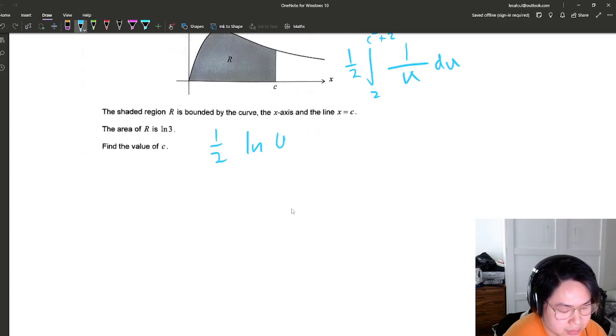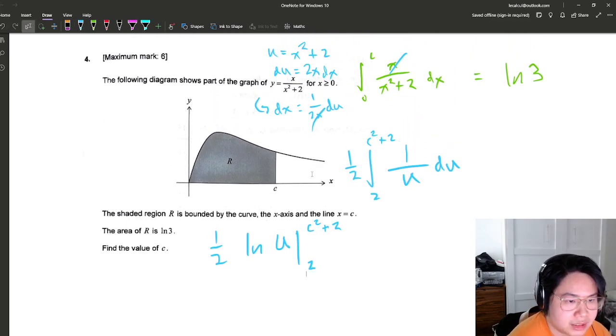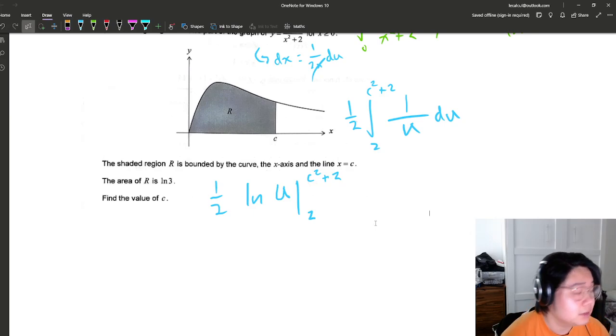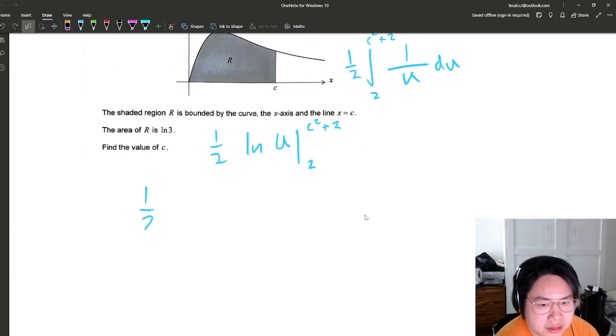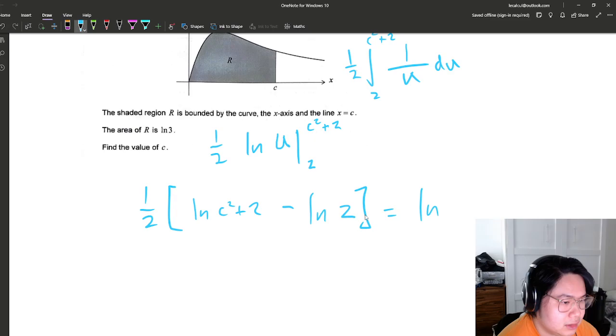This is just natural log u, and then evaluated from 2 to c squared plus 2. Right, let me just double check. u is x squared plus 2, x is always positive, u is always positive, so you don't need to include absolute value. Usually IB is pretty good with that. Okay, evaluate this integral, or use fundamental theorem of calculus. Natural log of c squared plus 2 minus natural log 2. Okay, and then this should be equal to natural log 3.